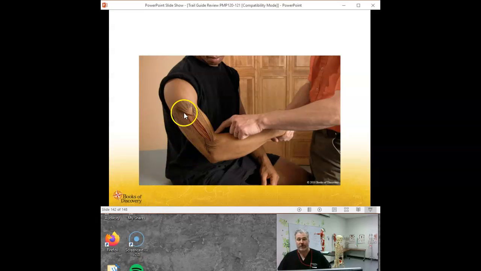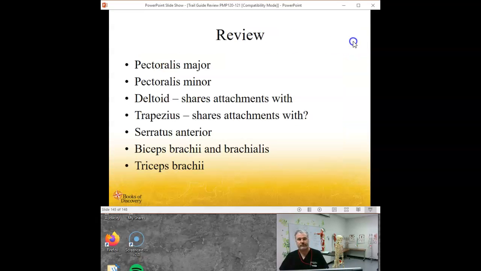This is the triceps brachii in back. It's the major part of your arm, guys. This is the deltoid up here. This is your biceps brachii up here. This is the brachialis underneath. That's what it should be. Okay. All right. That's it for that.